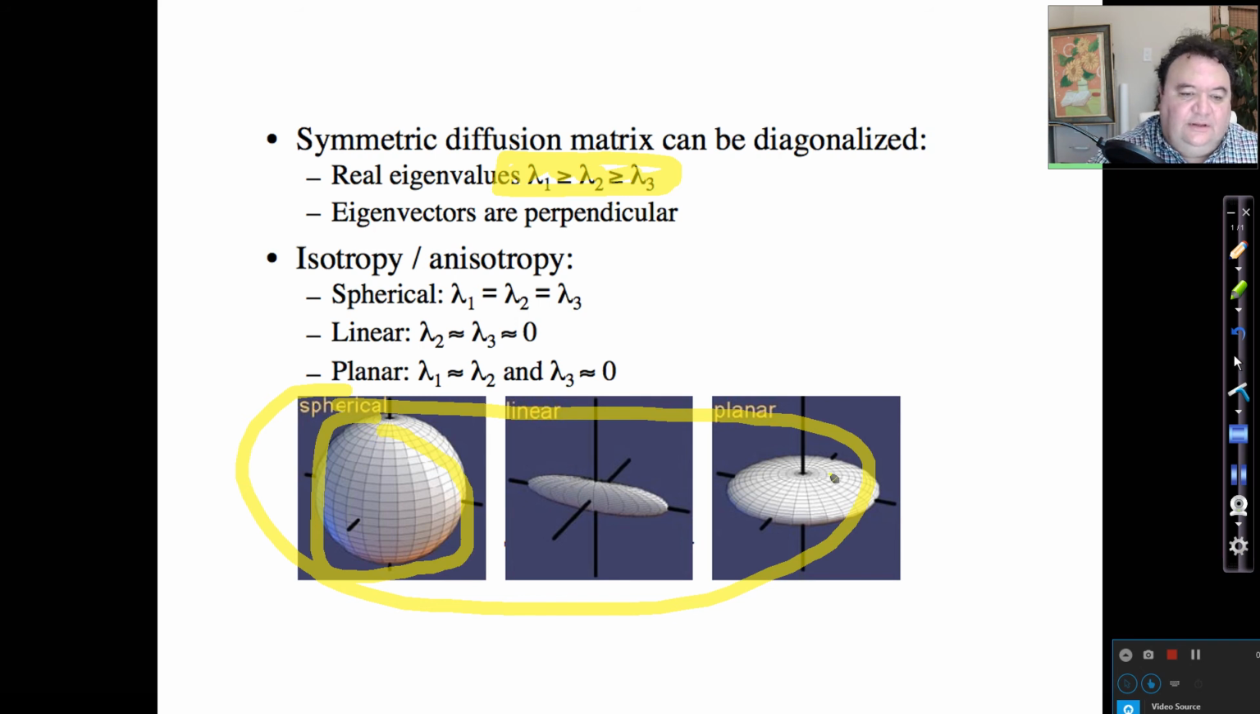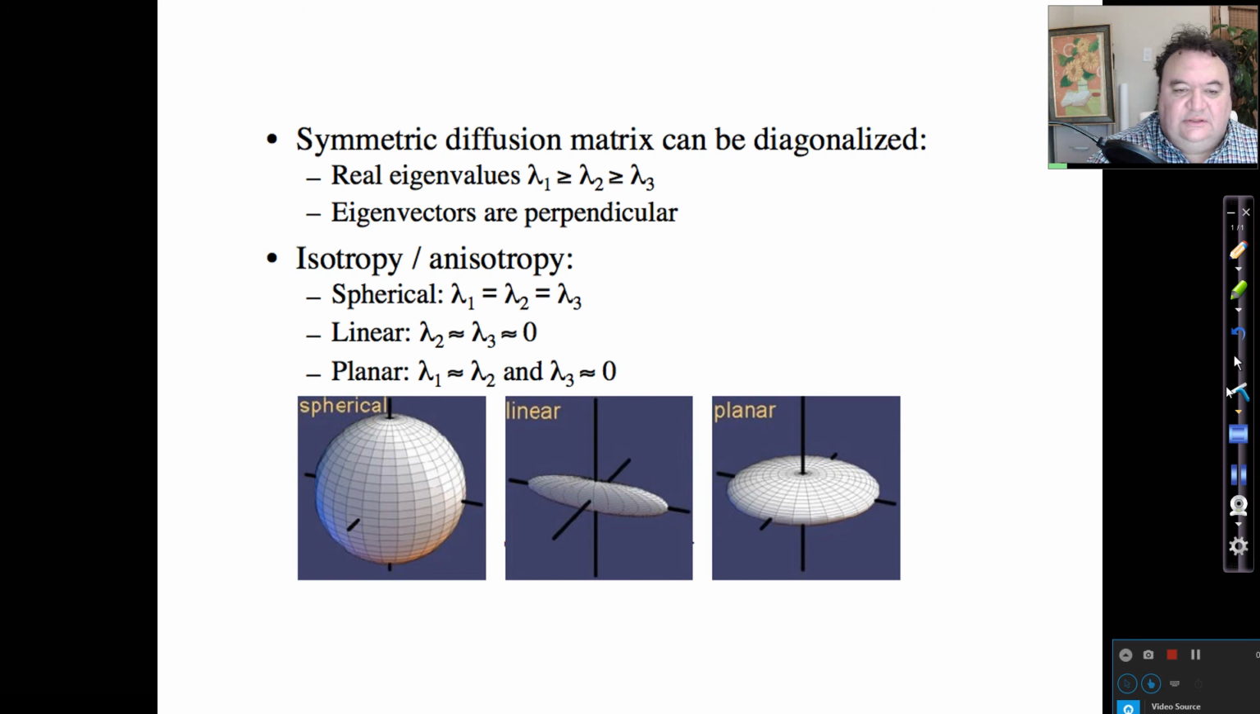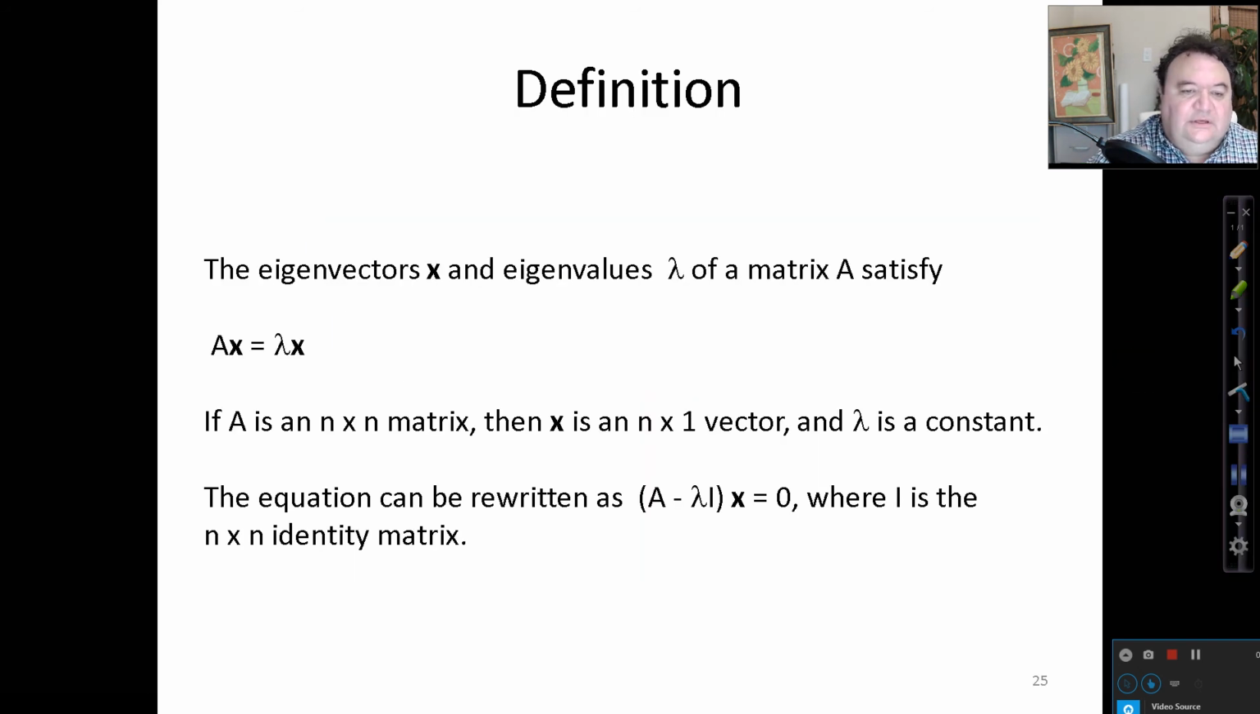If two are equal and say one is much smaller, you get this planar structure. And if one is much bigger than the other two, you have this kind of linear structure as well. So there is a little bit of an intuitive representation. In terms of computation, this is something that we've seen, so I would refer you to the previous classes. I'll just go through quickly.